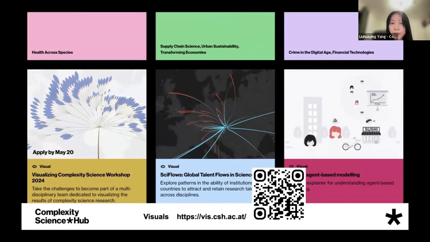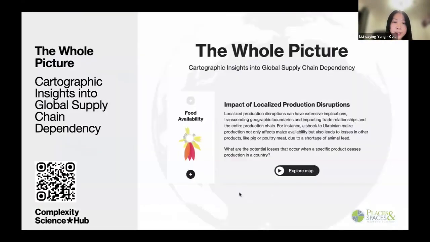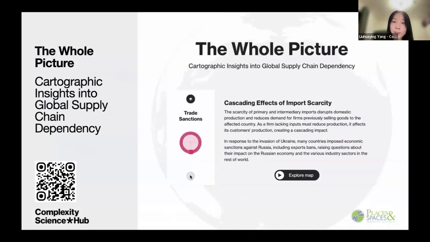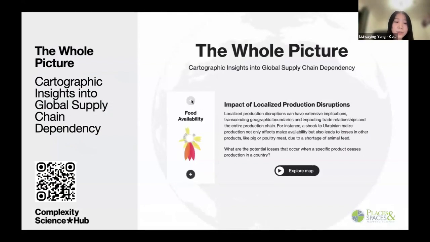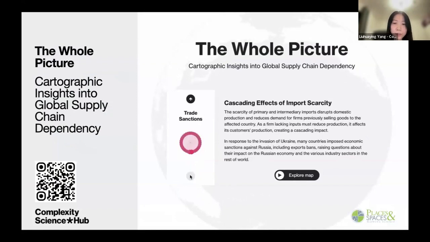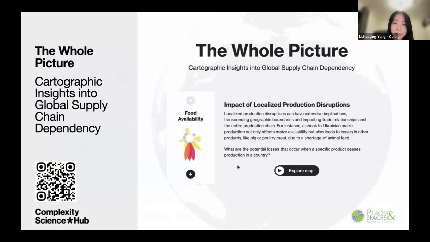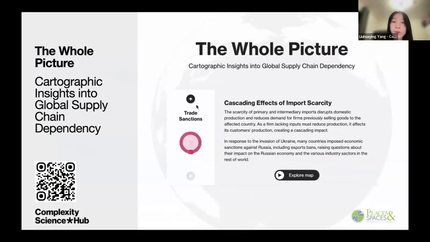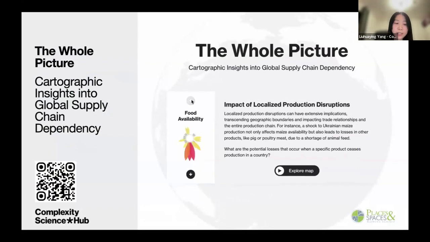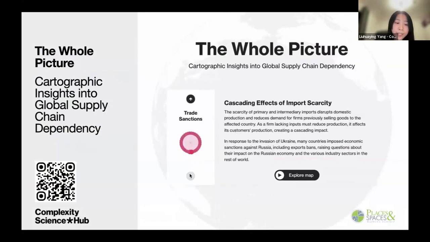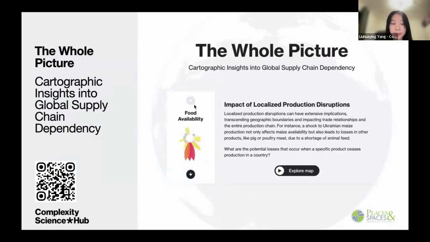One of the typical projects I want to show you is this, the Whole Picture. It's a cartographic visualization exploring global supply chain dependency. One chapter is about food product shocks in countries due to supply disruptions. We call it the Whole Picture because we look at both direct and indirect effects.